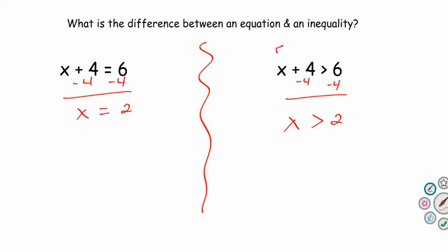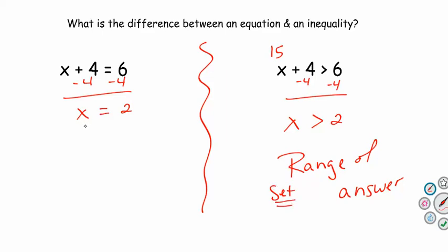Any number. If I put in 5, 5 plus 4 is 9. Yep, 9 is greater than 6. How about 15? 15 plus 4 is 19. Yep, greater than 6. So over here, I get a range of answers. With an inequality, I have a range or a set. You might hear that, a set of answers. But when you have an equation, there is only one answer. But you're still solving in the same exact way, guys.